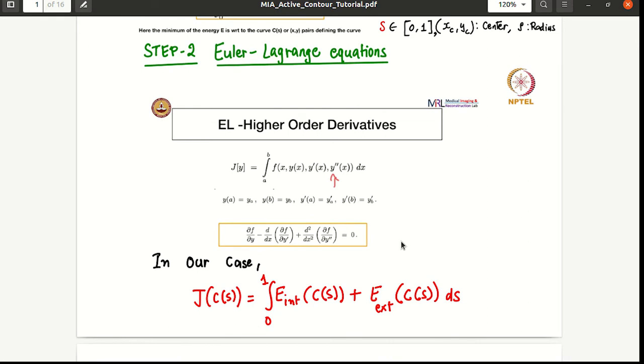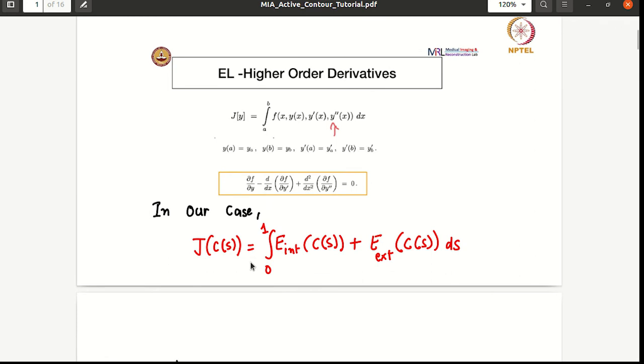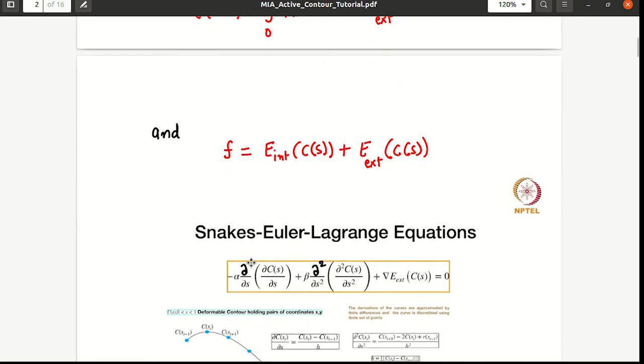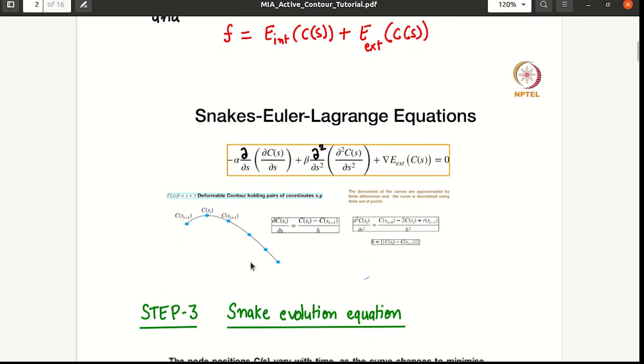To find the optimum C, we have to solve the Euler-Lagrange equation involving second order terms. Here is the formula for it. The values of J and F in our case would be these. So on plugging these expressions, we get the Euler-Lagrange equation as shown here.